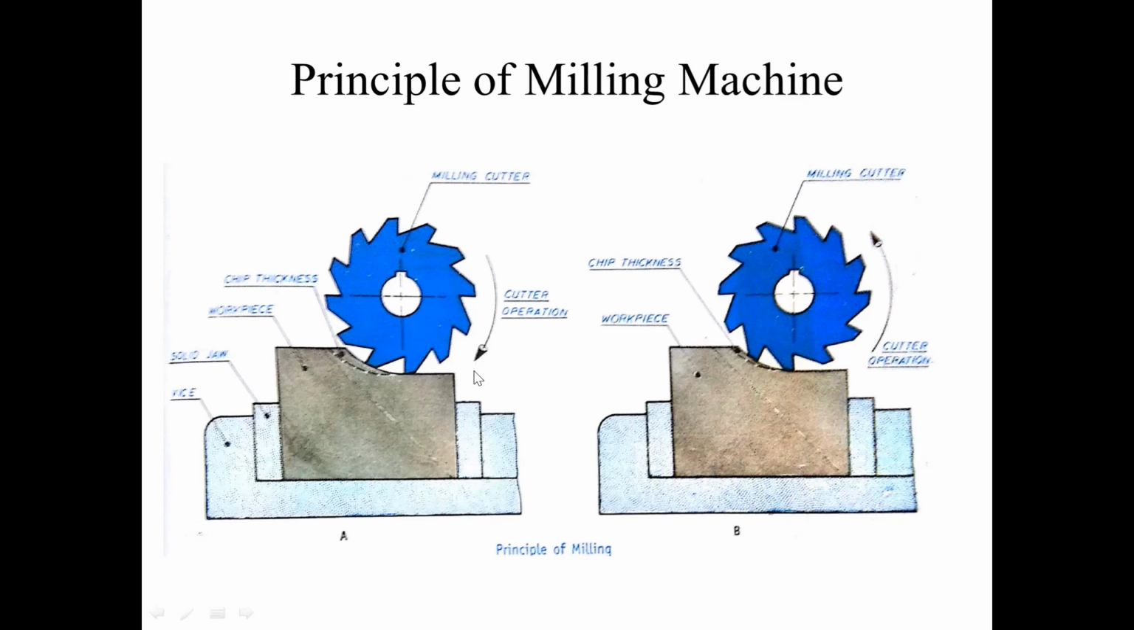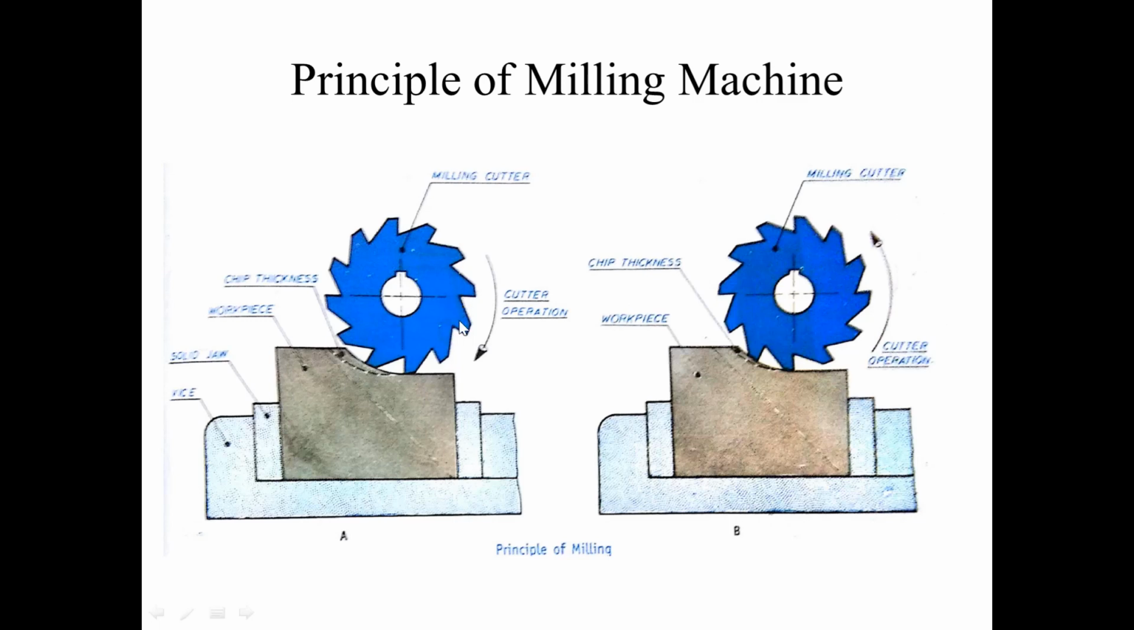The first principle I am going to explain now is the up milling operation. Here the workpiece is fed towards the milling cutter, and the milling cutter is rotating in a clockwise direction. Whenever it rotates clockwise, first the cutting teeth come into action removing material, and later the removed material is expelled in the upward direction at the other side. So we call this principle the up milling operation.